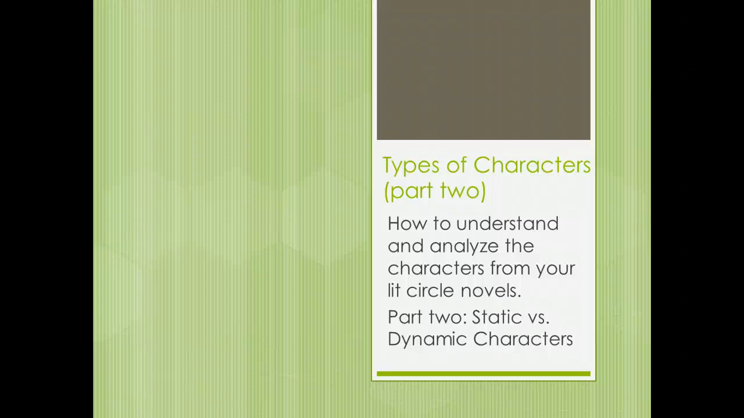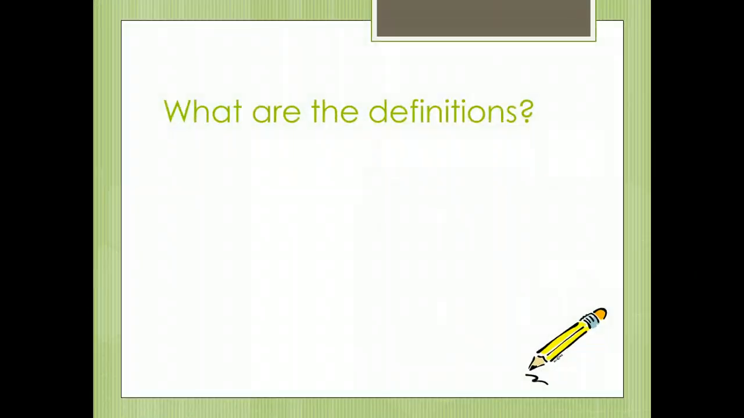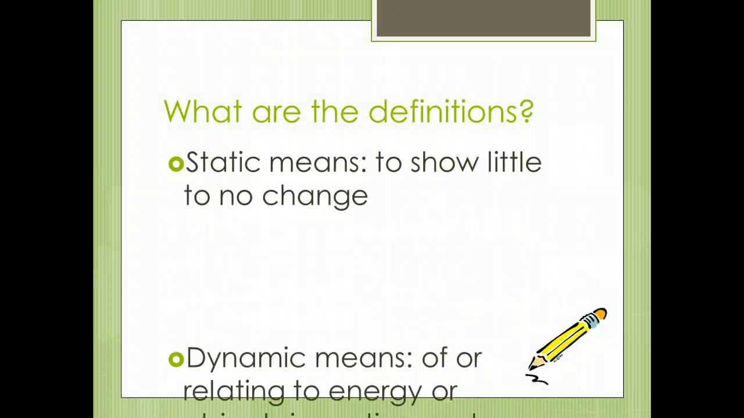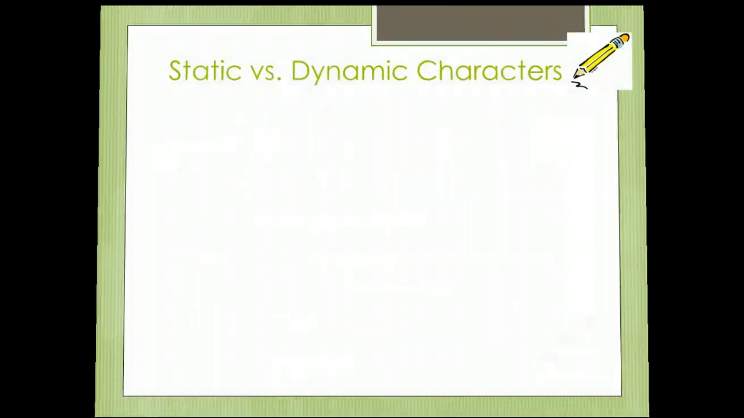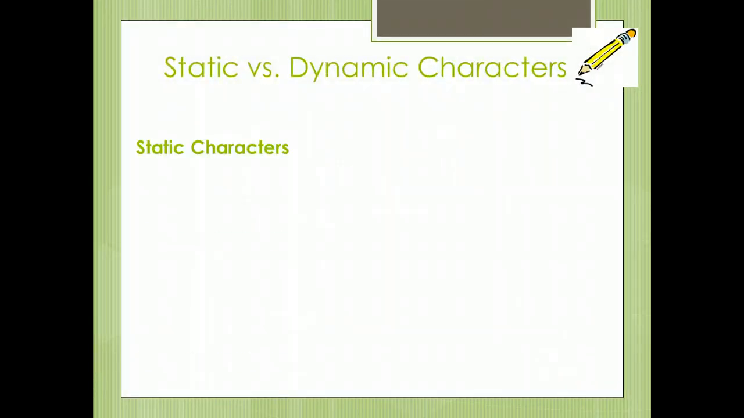Okay, so now for types of characters, part 2. So we're focusing on static versus dynamic characters. Static means to show little to no change, whereas dynamic means relating to energy or objects in motion and changing. So you can tell right away what they're really going to be about.